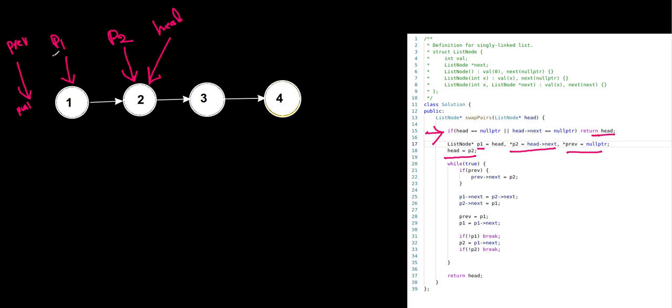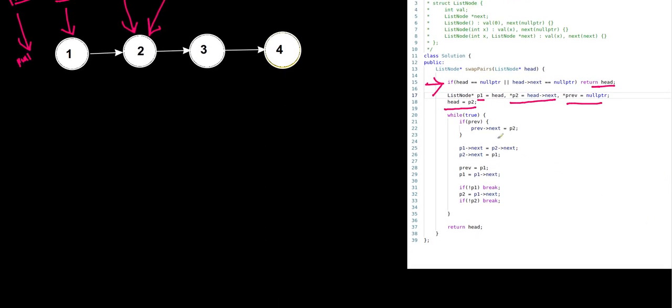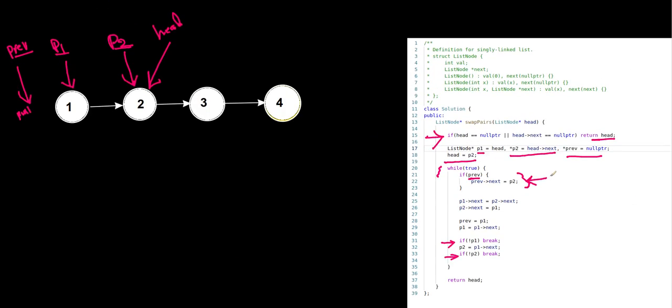Now notice this order: previous, P1, P2. P1 points to the first node in the pair, P2 points to the second node in the pair, and this is the previous of P1. We use this order always to swap any pair. Let's do the loop. So we keep iterating until P1 or P2 becomes null pointer. First, if previous, so previous is null pointer, so this condition doesn't apply.